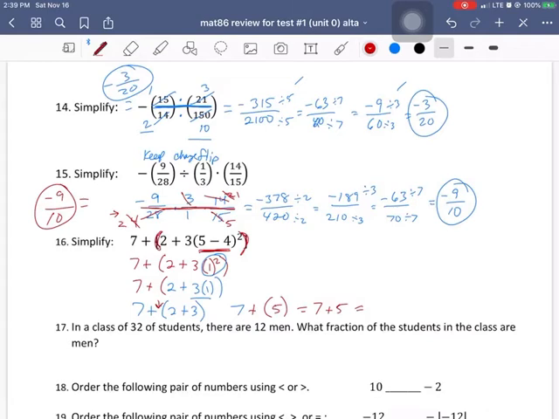Sorry, I'm looking at this and I noticed that the number looks different. Oh, I forgot to change the number. Sorry. Typo. Let's try that again.